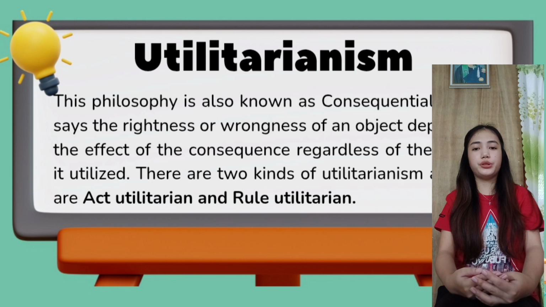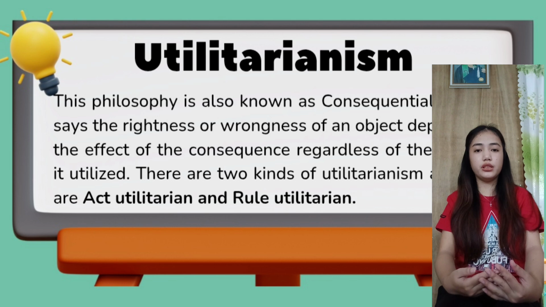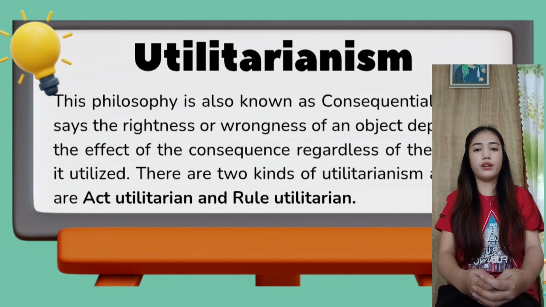Utilitarianism is an ethical theory that suggests an action is right if it leads to the greatest happiness or benefit for the greatest number of people. In simple terms, it's about choosing the action that brings the most good or reduces the most harm for everyone affected. This theory is often summarized by the phrase, the greatest good for the greatest number.